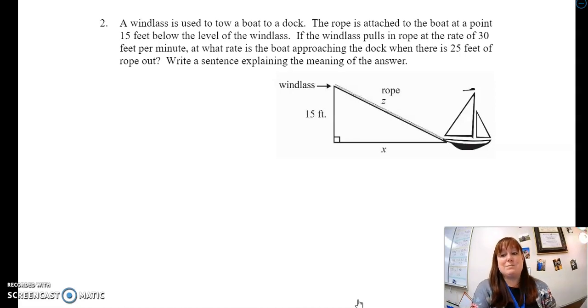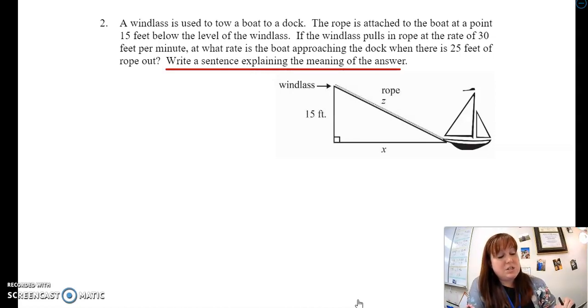Write a sentence explaining the meaning of your answer. This is very important. Just because you can do the calculus doesn't mean you understand what you did. So the sentence tells me that you understood what it was that you were doing and what your answer means. Okay, so first things first, we want to figure out what we're given and what we need to find.